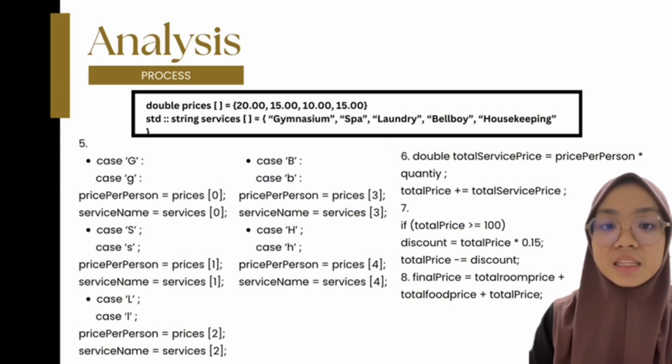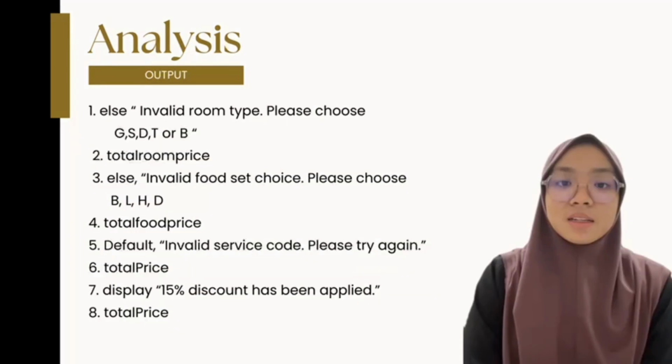If total price greater than or equal to 100, then the discount will be calculated by using formula discount equal to total price multiplied with 0.15, which is the 15%, and total price subtraction with discount. Last, for the final price, program will calculate final price using formula total room price addition with total food price and total price. The last part is output.